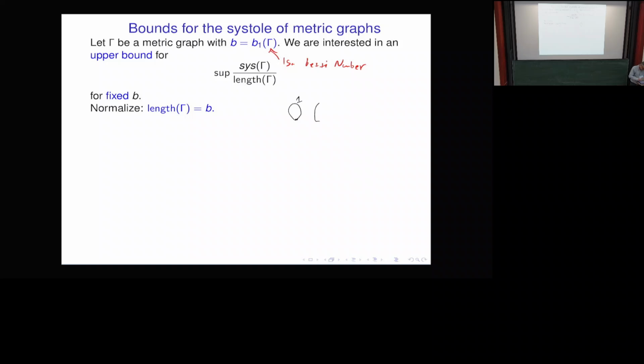So I can take b circles, or if you want it to be connected, I can do it like that, and then if this were the best one, the systole, of course, would still be 1. So, yeah. So what is the Betti number?